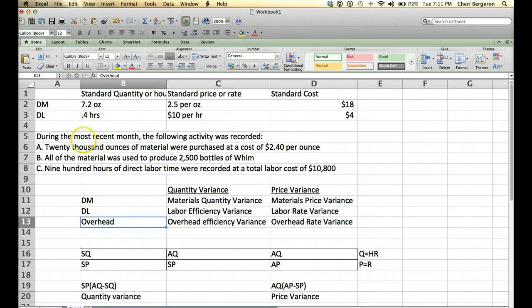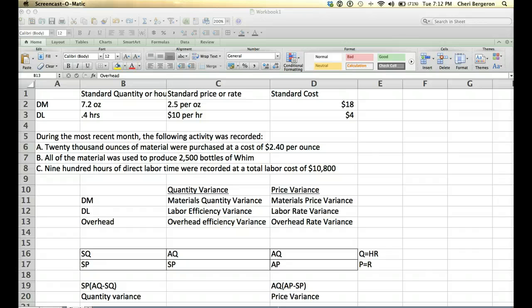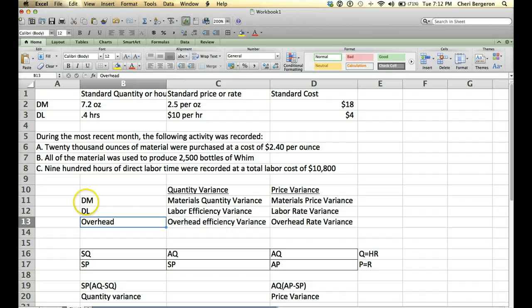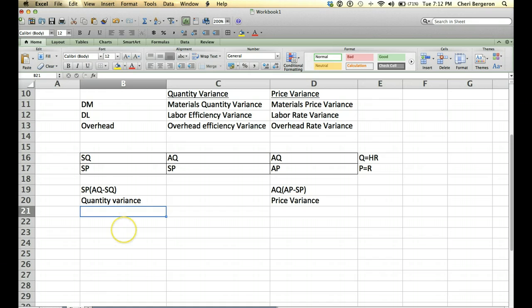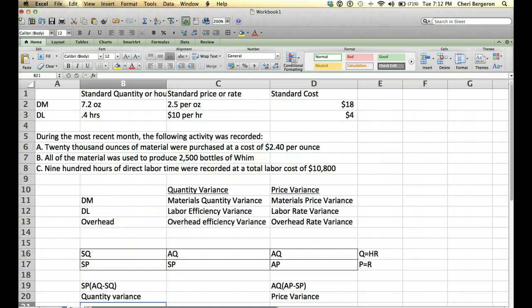Letter A says to compute the direct materials price and quantity variances for the month. So we're looking for the direct materials price, that's this one, and quantity variance for the month. I'm going to start with quantity variance. All right, so I'm looking for SP, my standard price. So I come up here and look for my standard price for direct materials. So standard price is going to be 2.5 per ounce.